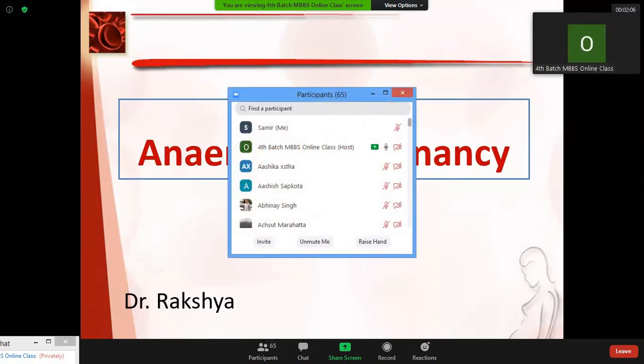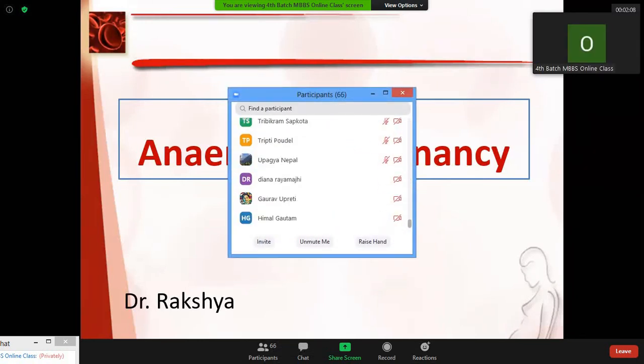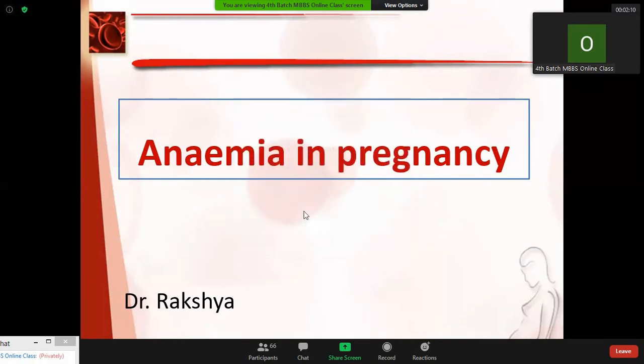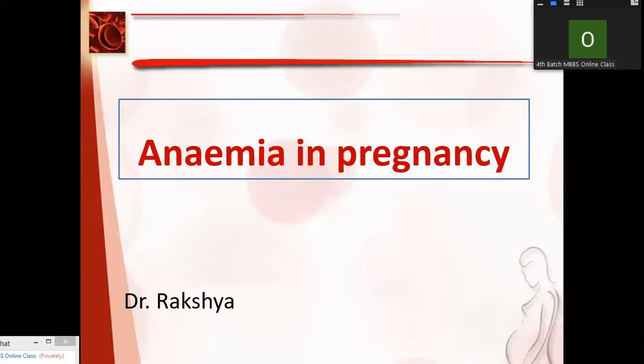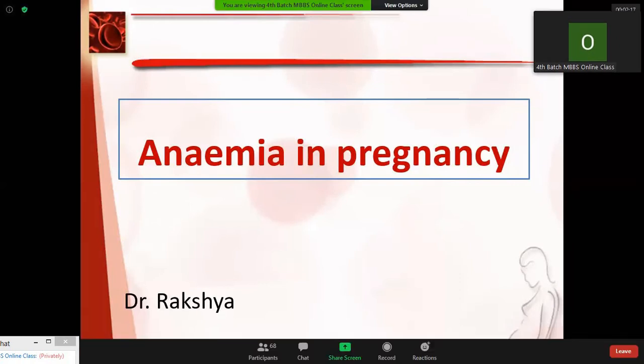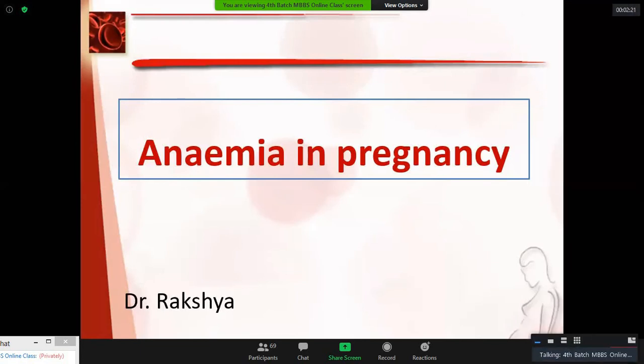Good morning, students. Today, your assigned class is a very important topic, that is anemia in pregnancy. This is a topic which is very important both from your theory point of view as well as from your practical point of view in obstetrics and gynecology.